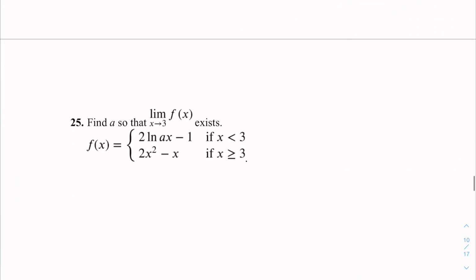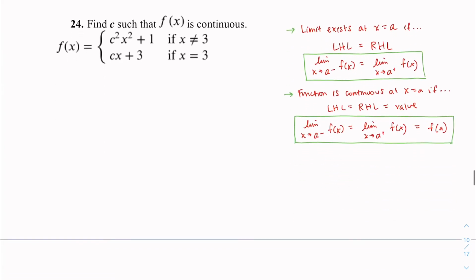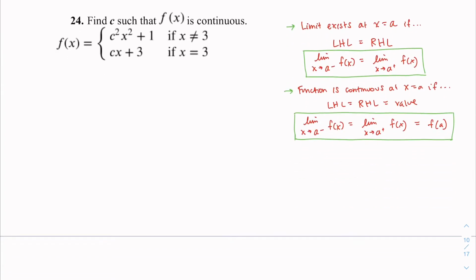Okay, we're approaching the end here. So, looking at number 24, now we're seeing our piecewise functions for the first time. It says find C such that f of x is continuous. Okay, so we know that for a function to be continuous, there can't be a jump. How do we check that there's no jump?